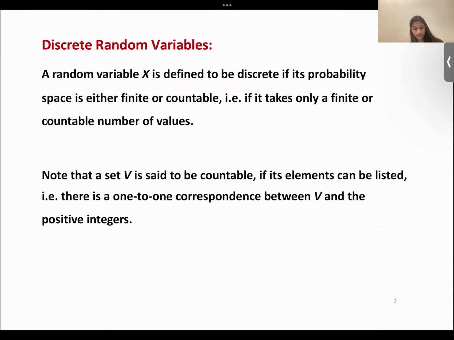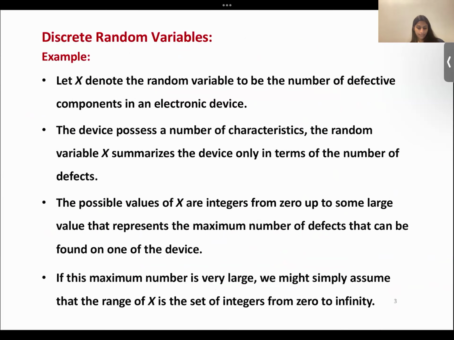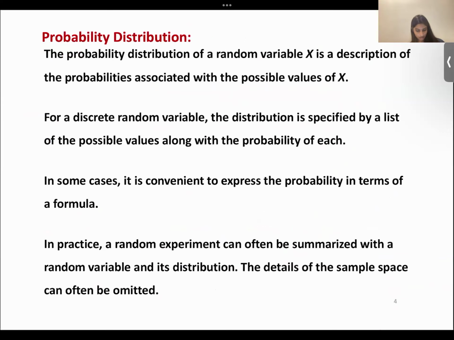And now let's look at discrete random variables. We know that discrete random variables are like whole round numbers. So let X denote the random variable for the number of defective components of a device. Yeah, all these are just examples. We don't need to know this.